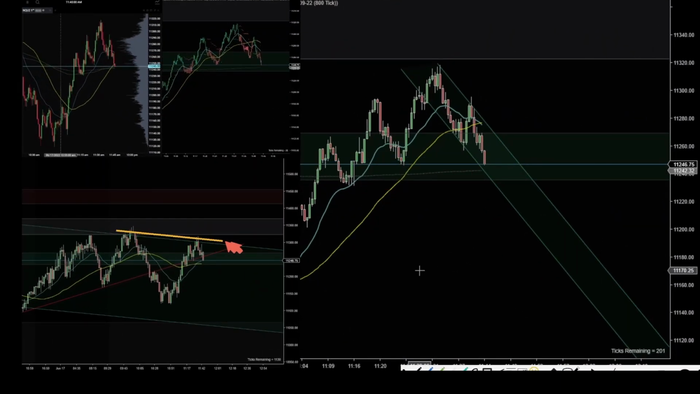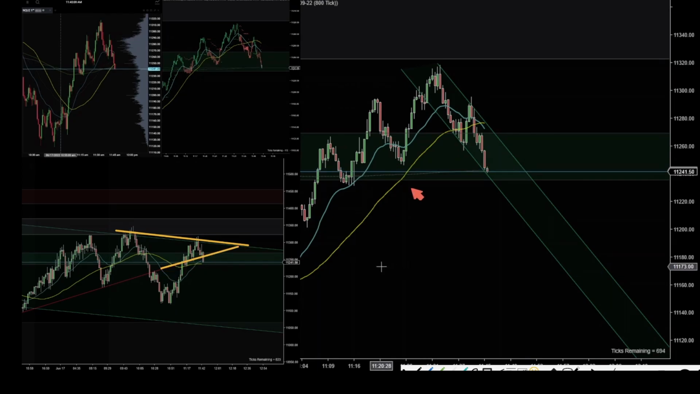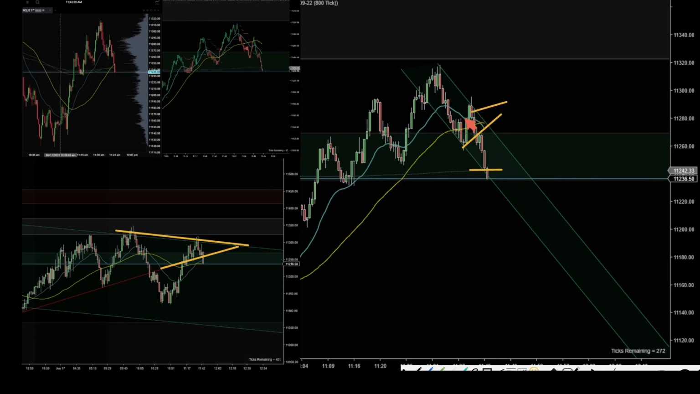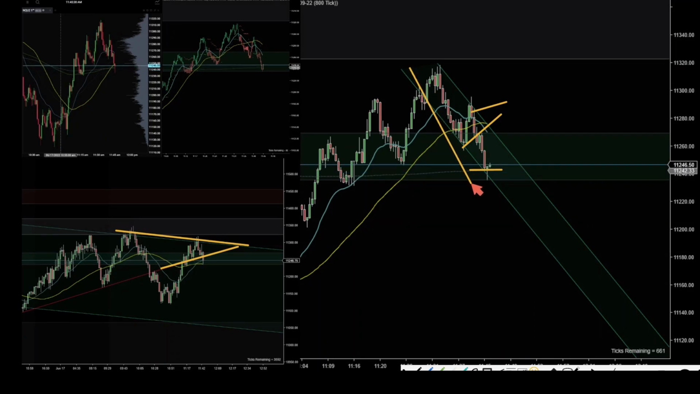Okay, after we got rejection on the top of the channel here the second time, then we are under this trend line as well. Now the price is testing the VWAP here, and we broke this level here, and we got a rejection over here from the 25 moving average line. So the price is now reversing with a down move.